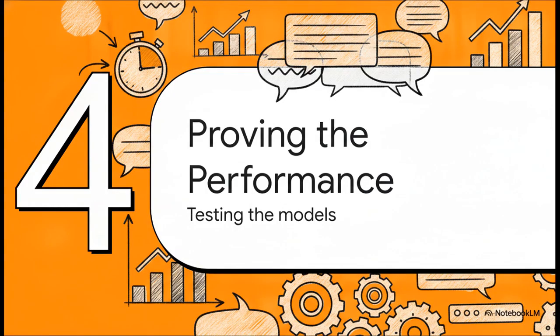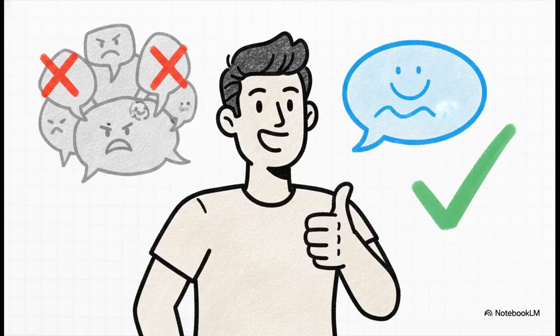Section 4. Proving the performance. Now let's look at the hard data. In head-to-head blind testing, human evaluators were given matched 5 to 10-minute conversational tasks to see how these architectures actually felt in practice, and they overwhelmingly preferred GPT-Live over the older advanced voice mode. Evaluators specifically pointed to its superior turn-taking and its exceptionally natural flow.